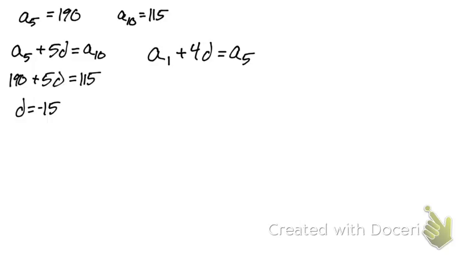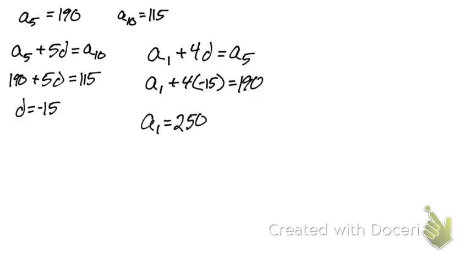Once again, we fill in the information I know. So I have A sub 1 plus 4 times, this time I do know the D value, which is negative 15. And that's got to equal my 5th term, which is going to be 190. You solve all that. Let me make sure everything is correct so I'm not leading down the wrong path. That should equal 250. Yeah, because 4 times 5 would be 40, 60. Yep, 250. And that's my first term and my difference.